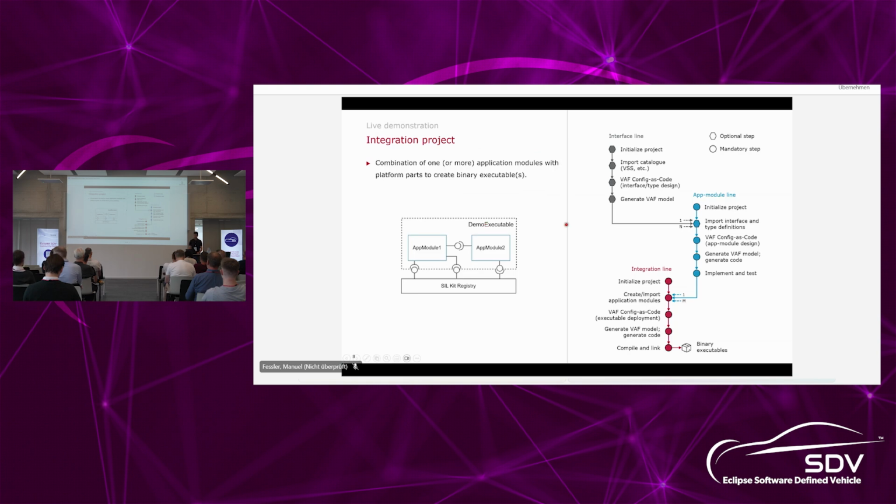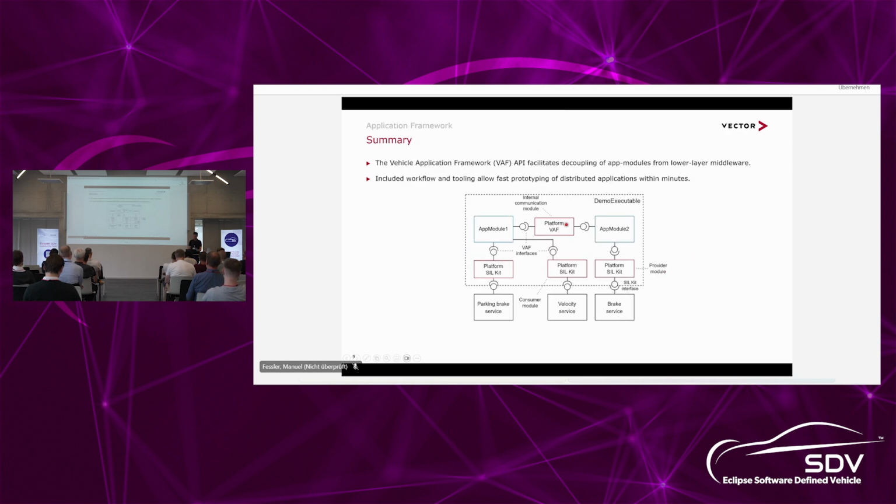I'll show you then the finally running binary executable. Let's come to the summary. So we have now created within minutes from scratch with the framework a demo executable with one app module. We connected it to the Circuit platform, and we see here those red boxes are generated abstraction modules.